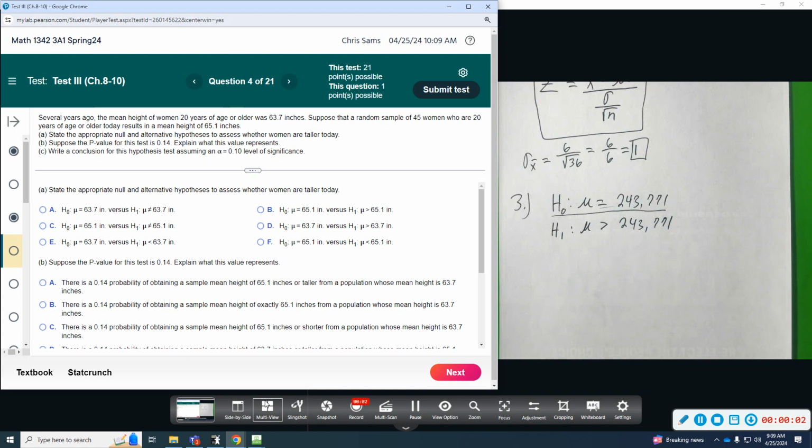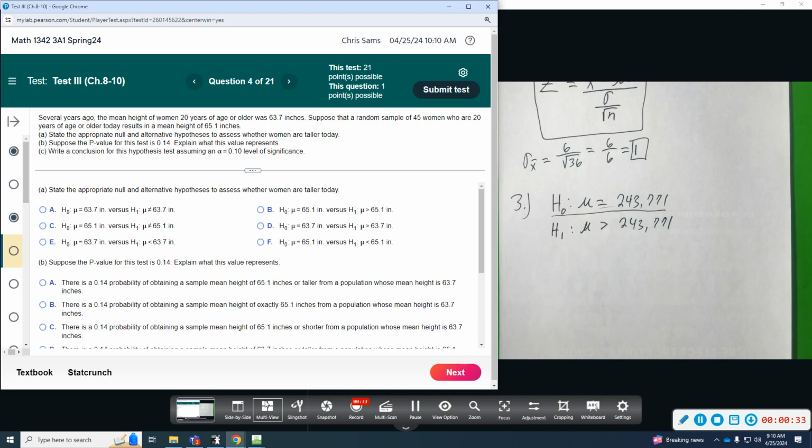All right, question number 4. Several years ago, the mean height of women 20 years of age or older was 63.7 inches. Suppose that a random sample of women who are 20 years of age or older today results in a mean height of 65.1 inches. State the appropriate null and alternative hypothesis to assess whether women are taller today.